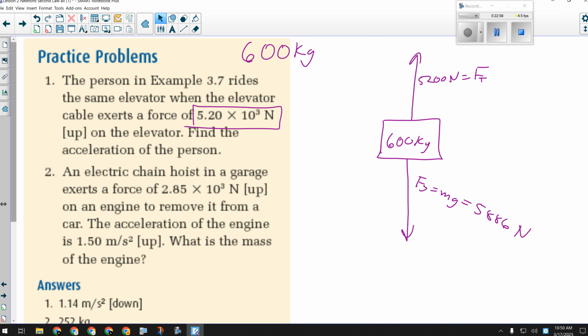This is something that sometimes people have a hard time wrapping their head around. In order to lower the elevator, you still have to pull up. Otherwise, you're dropping the elevator. There's a difference between lowering the elevator and dropping the elevator. If there's no force upwards, you are dropping the elevator. That's bad for the people inside the elevator. So to lower the elevator, you still have to pull up.